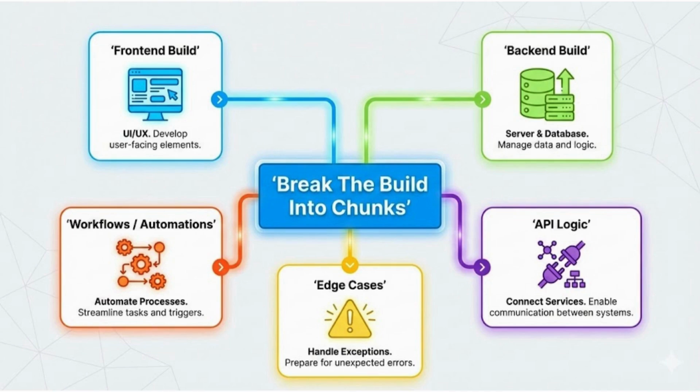Next, handle the backend. This is where you handle the data. What tables do you need? Users, tasks, orders. How do they relate to each other? This is the engine that powers your app. So define it clearly before moving on. Workflows and automations. Now think about actions. What happens when a user clicks a button, submits a form, completes a task? Map out all the workflows so your app behaves logically.